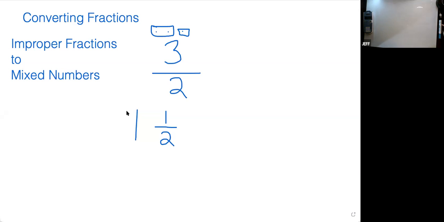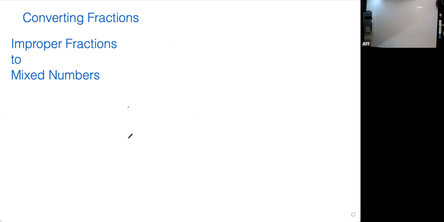Now there are going to be times when we need to change a mixed number into an improper fraction just temporarily to work with it. To be honest with you, it's probably not going to happen all that often on the GED test, but it's something that's pretty easy we can get to know. So what we do is, let me get rid of all that.